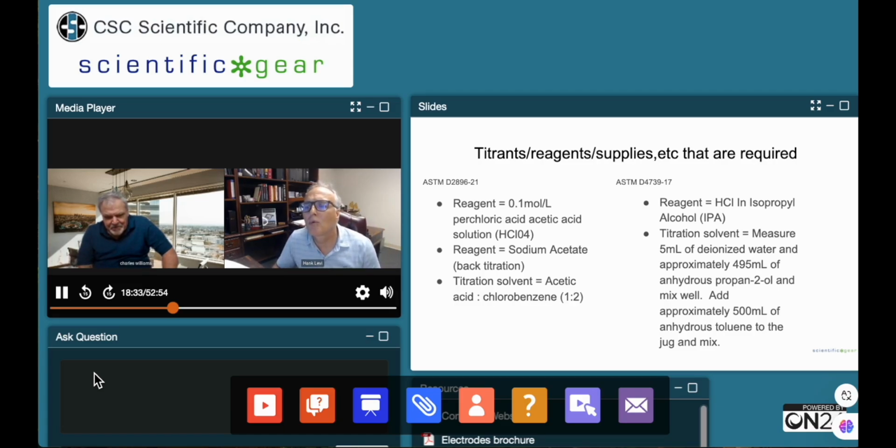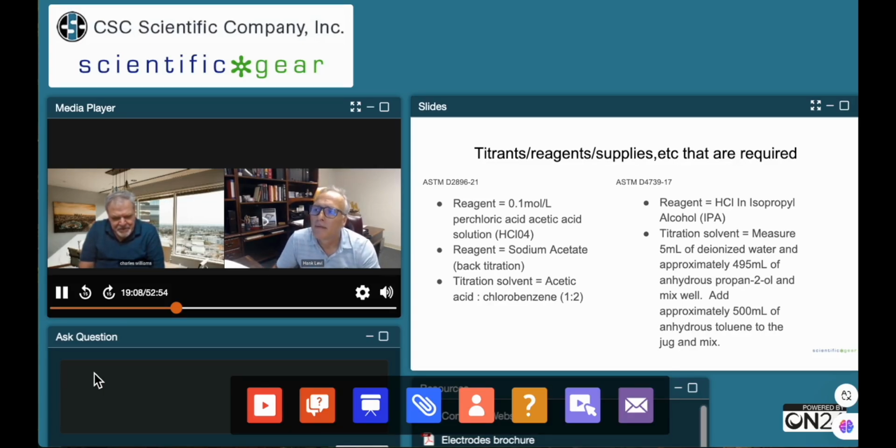Okay. And so when we talk about solvents, Charlie, we pre-make these solvents, right? We mix them into a jug. We've got them, so when we go to run our titrations, we'll have them available. Is that right? Yeah, most everyone uses the certified titrants. So the method outlines how to make it, but you have to standardize it, and it's quite a process. So it's simpler just to buy them.